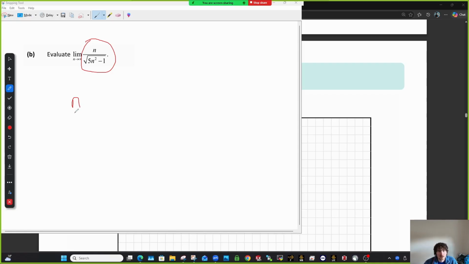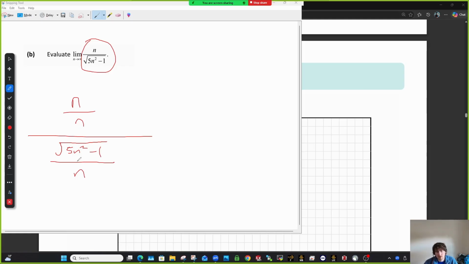So if I divide the top by n, there'll be an n here on the bottom. And then this is all over, big long divide line, over the square root 5n squared minus 1. So this is a tough question. That's why I picked it up. Okay, now just so you understand, this is the exact same as the thing up here.